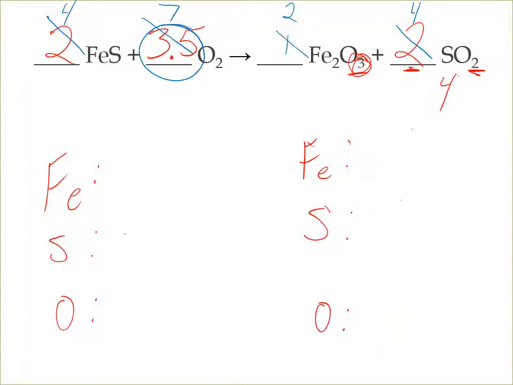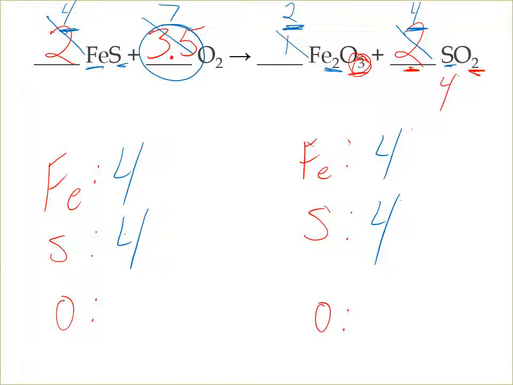I have now 4 times 1 is 4 irons on the left. 2 times the 2 is 4 irons on the right. 4 times the 1 is 4 sulfurs on the left. 4 right here times the 1 is 4 sulfurs on the right.